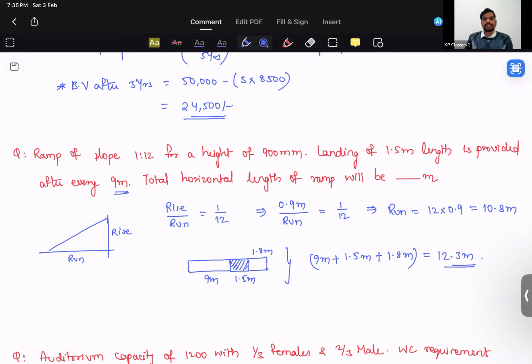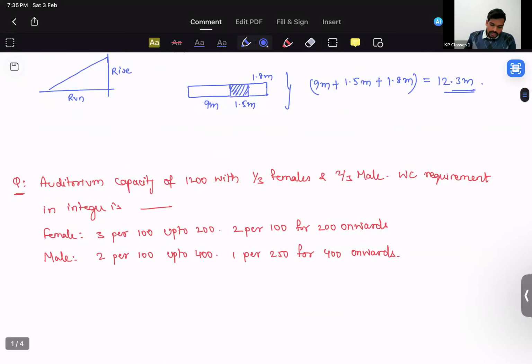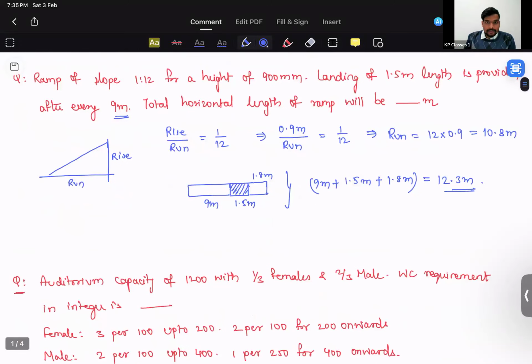That's the horizontal distance of the ramp. Based on what exactly they have as the horizontal length, the answer will be 12.3. Based on the wording of the question, the answer could be different as well. So that was a simple question on the slope calculation of a ramp.